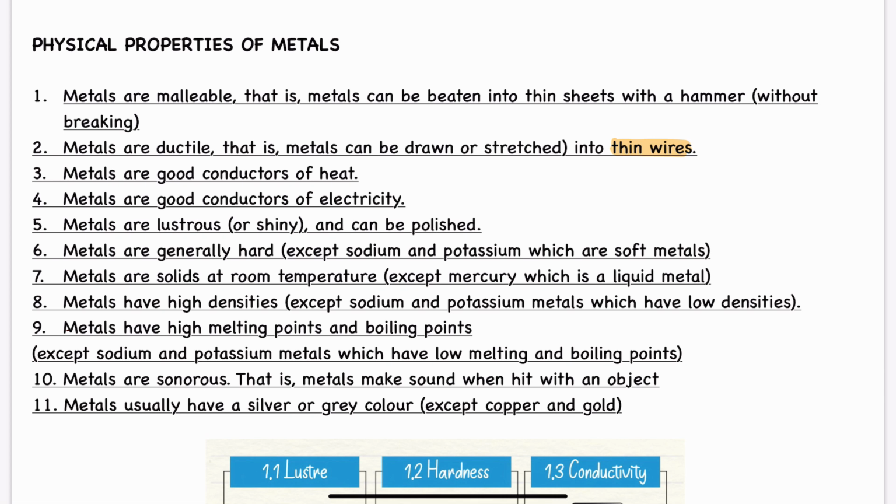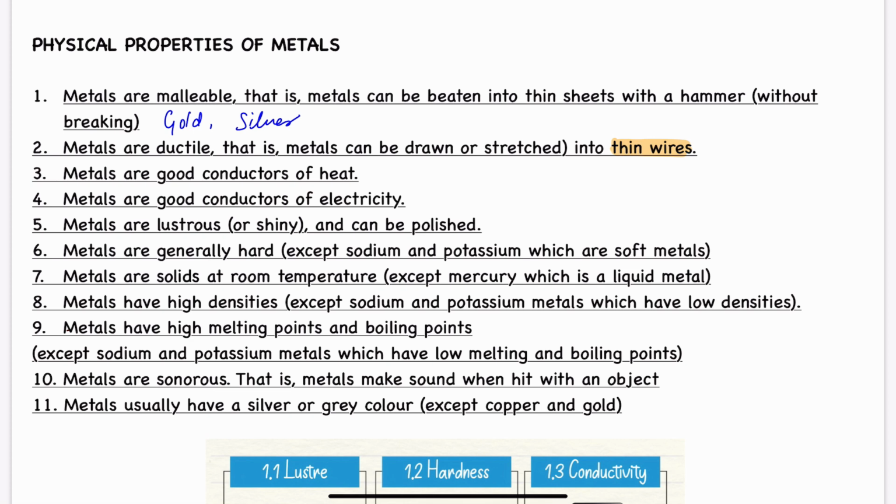We have two metals which are highly malleable in nature, that are gold and silver. That's why we make beautiful jewelry out of them. Aluminium and copper metals are also highly malleable. So wherever we need thin foils at an economical price, we use copper or aluminium.